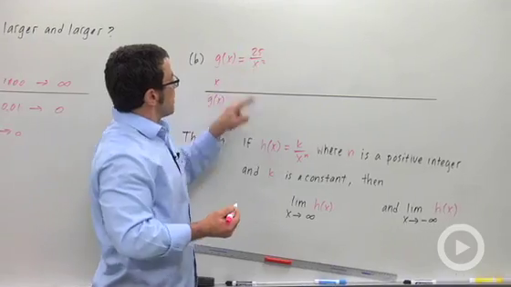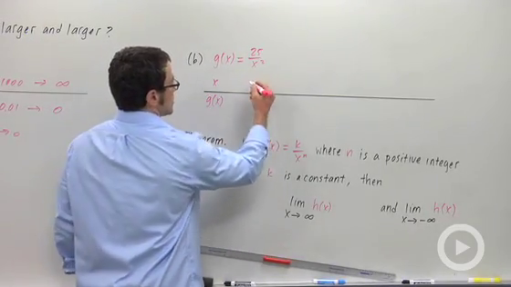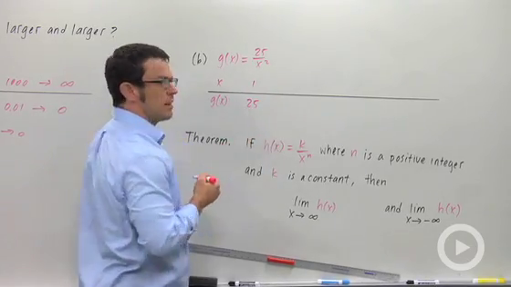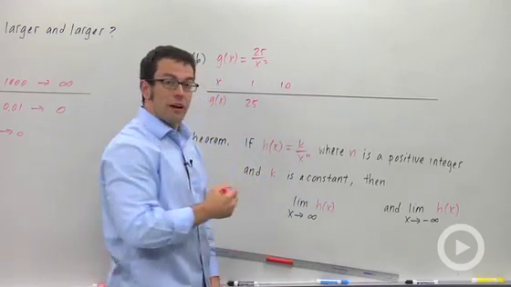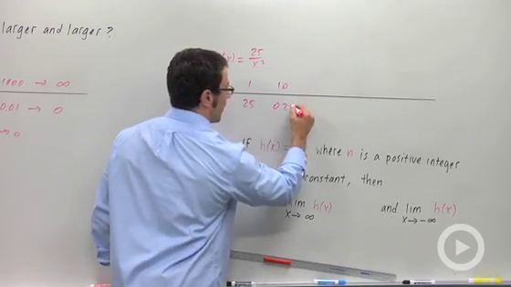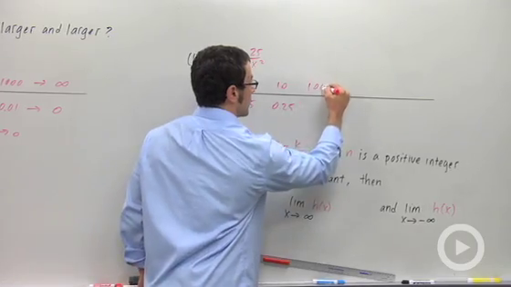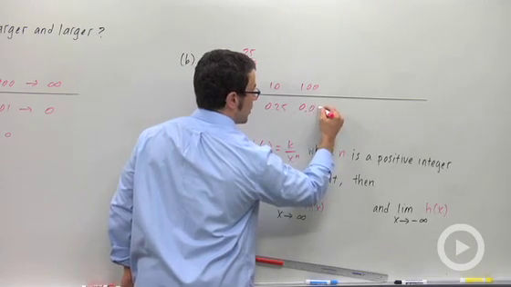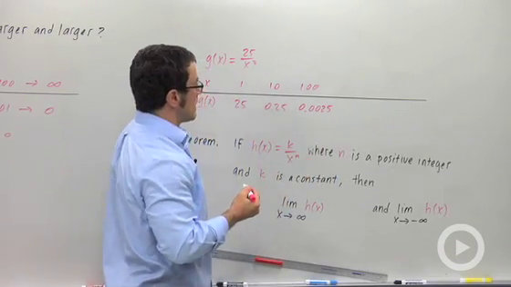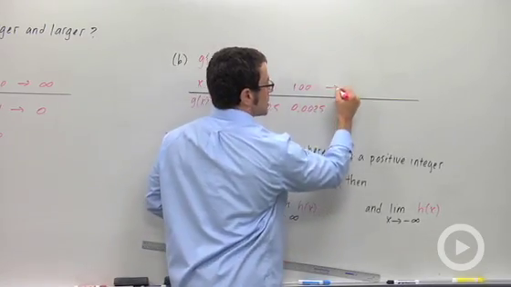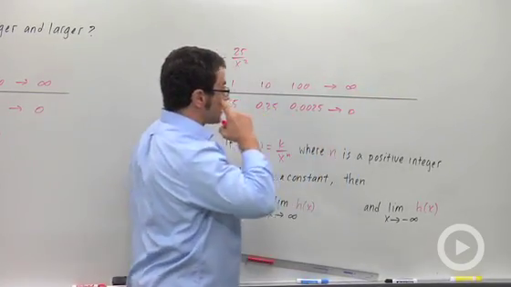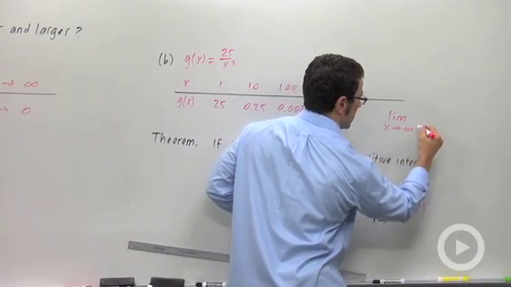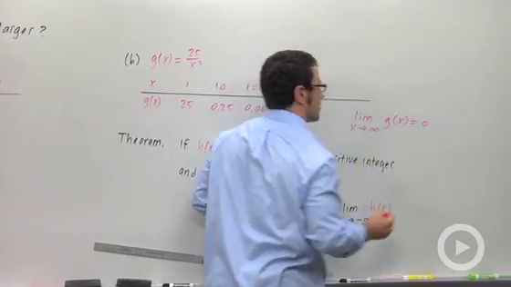g of x equals 25 over x squared. We'll start again with x equals 1. We get 25 over 1 squared, which is 25. 10. We get 25 over 100, which is 0.25. 100. 100 squared is 10,000. 25 over 10,000 is 0.0025. And you can see that as x is going to infinity, this is going to 0 even faster than the other function. And so here again we say limit, as x approaches infinity, of g of x is 0.